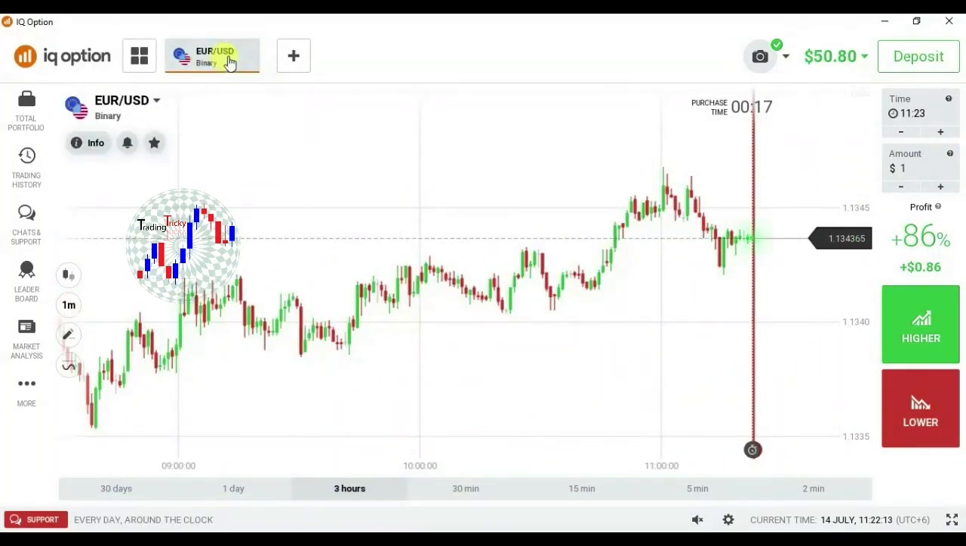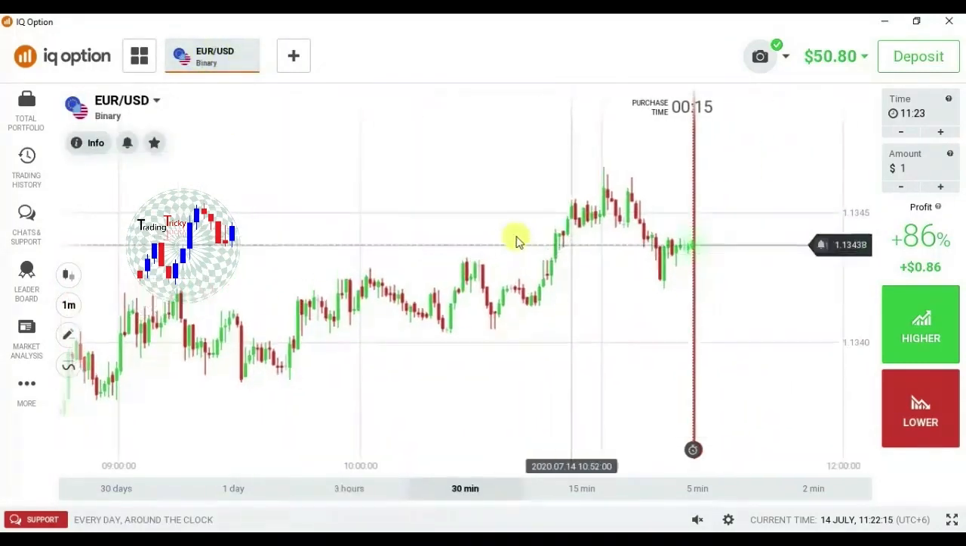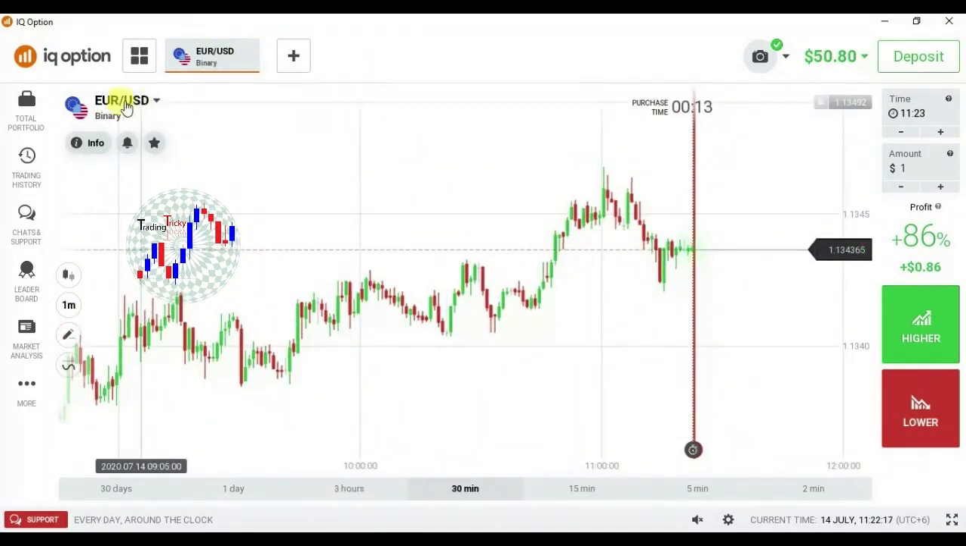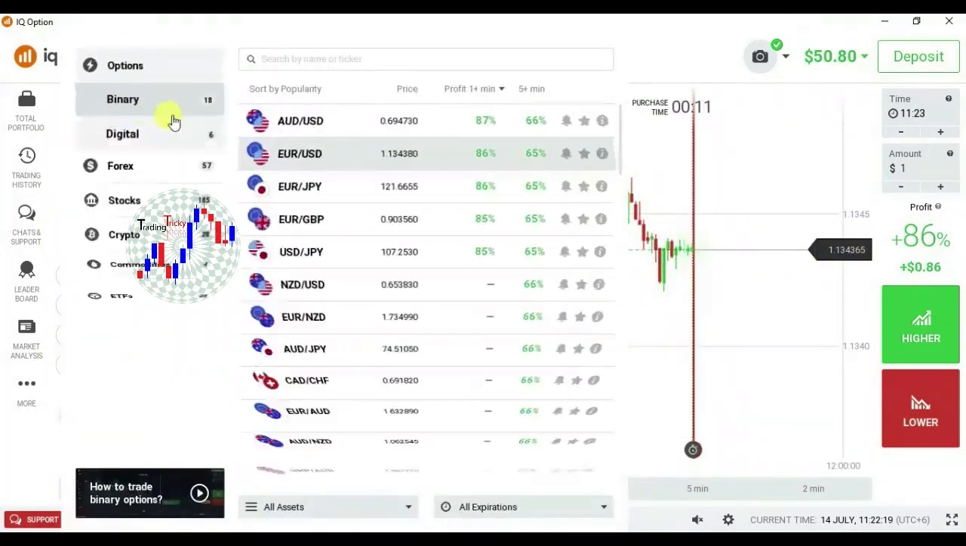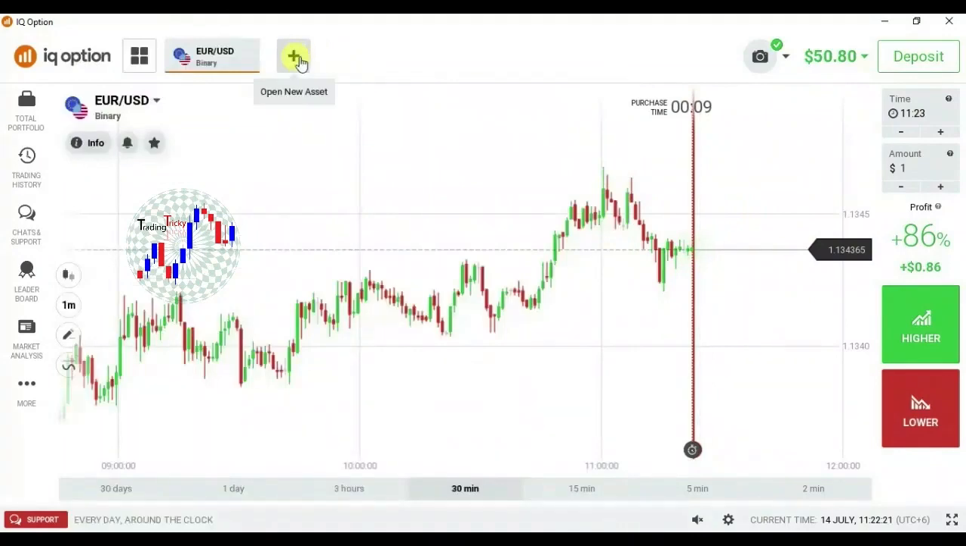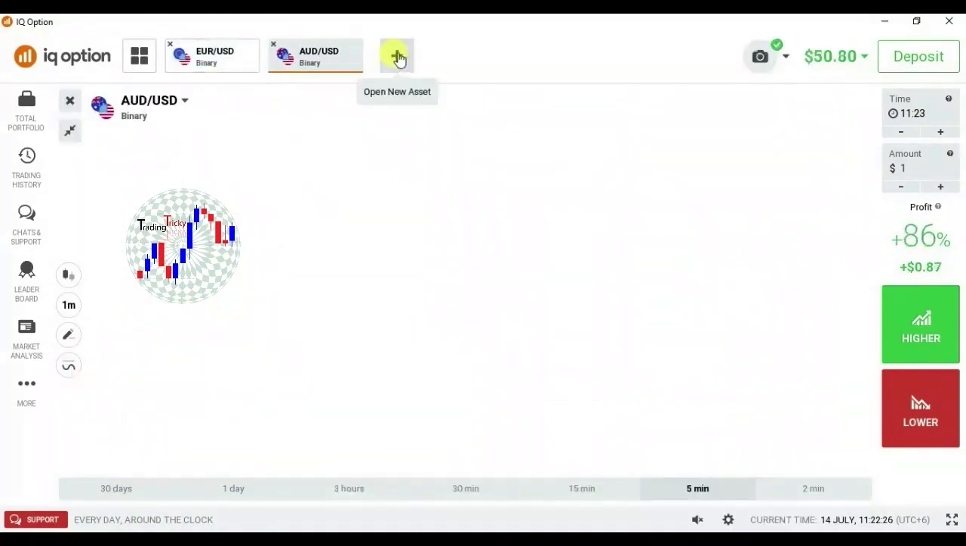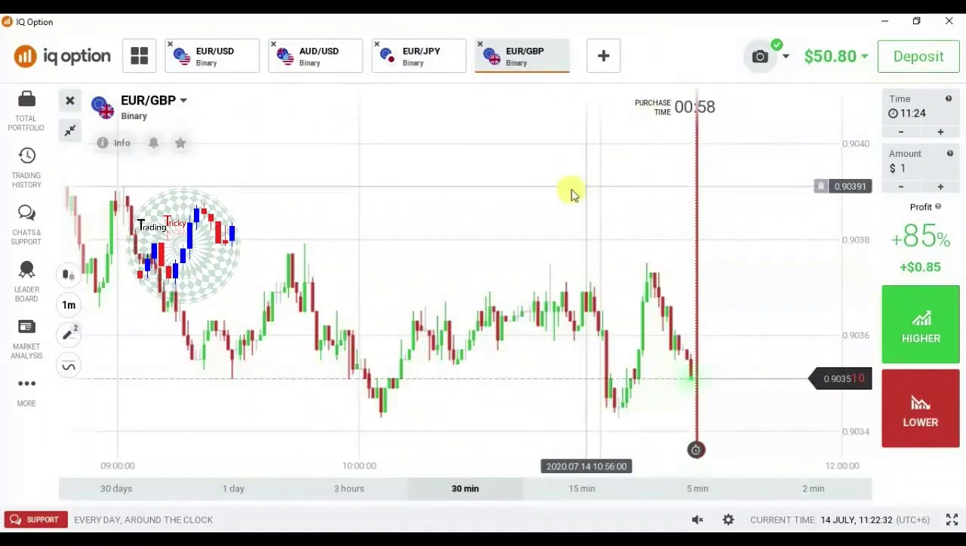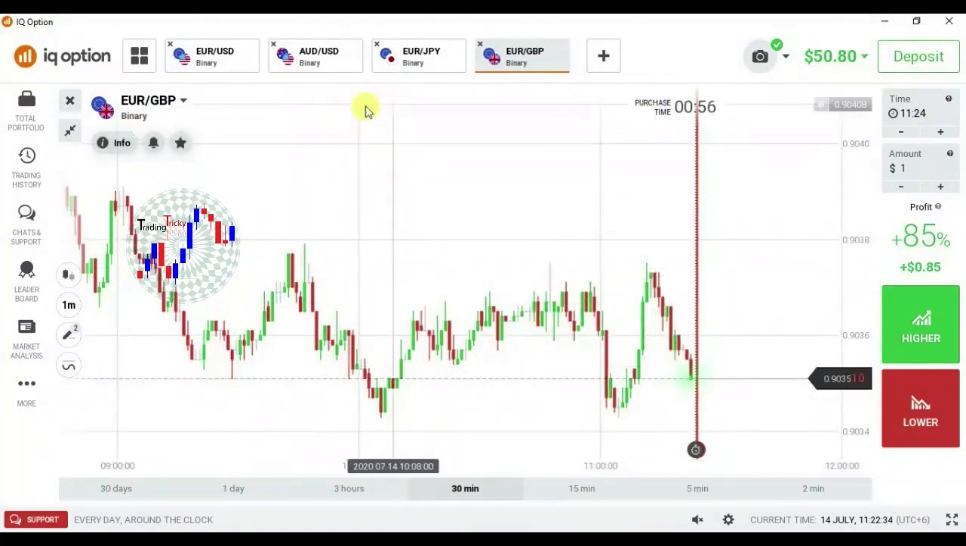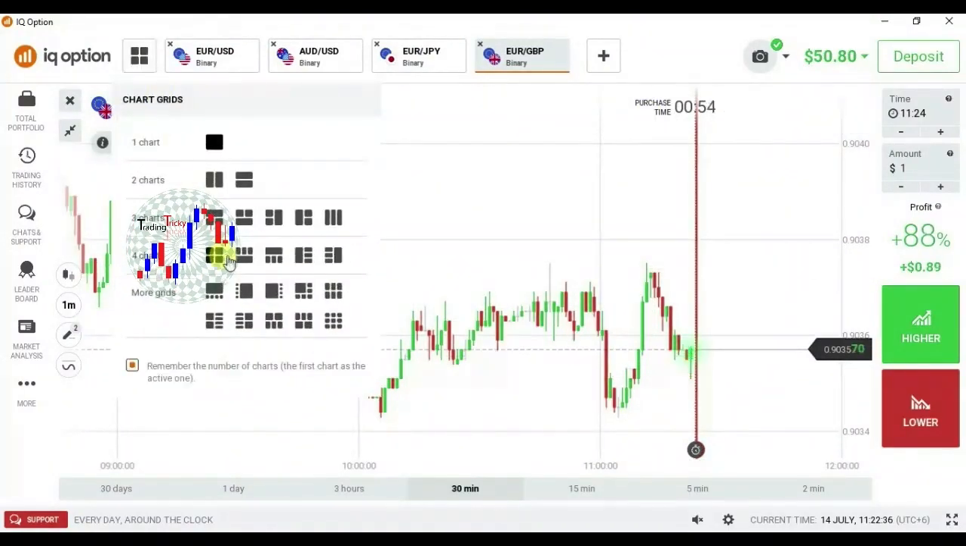Now this is the Euro USD pair. You can change the pairs by clicking here. You can add other pairs by clicking these buttons, and up to 9 pairs you will be able to add. Now you are seeing only one chart. You can see all together here.